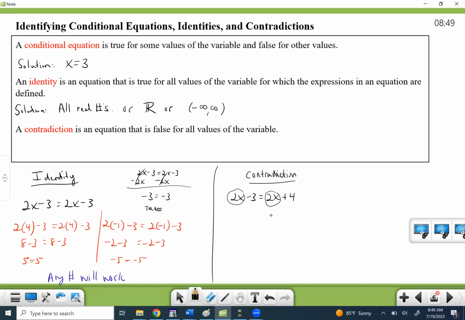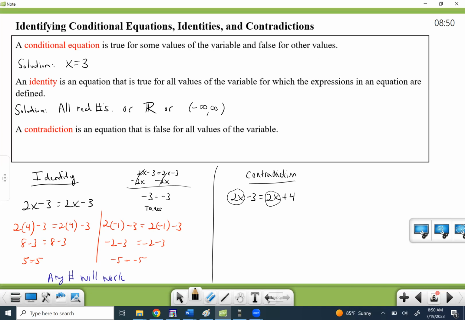And there's no way they could equal each other, right? Like, let's say I plug a 4 in. Okay, 4, take away 3. There's no way that could be 4 plus 4. I'm sorry, I said plug in a 4, huh? 2 times 4 is 8, just kidding. So 8 take away 3 could never equal 8 plus 4, right?